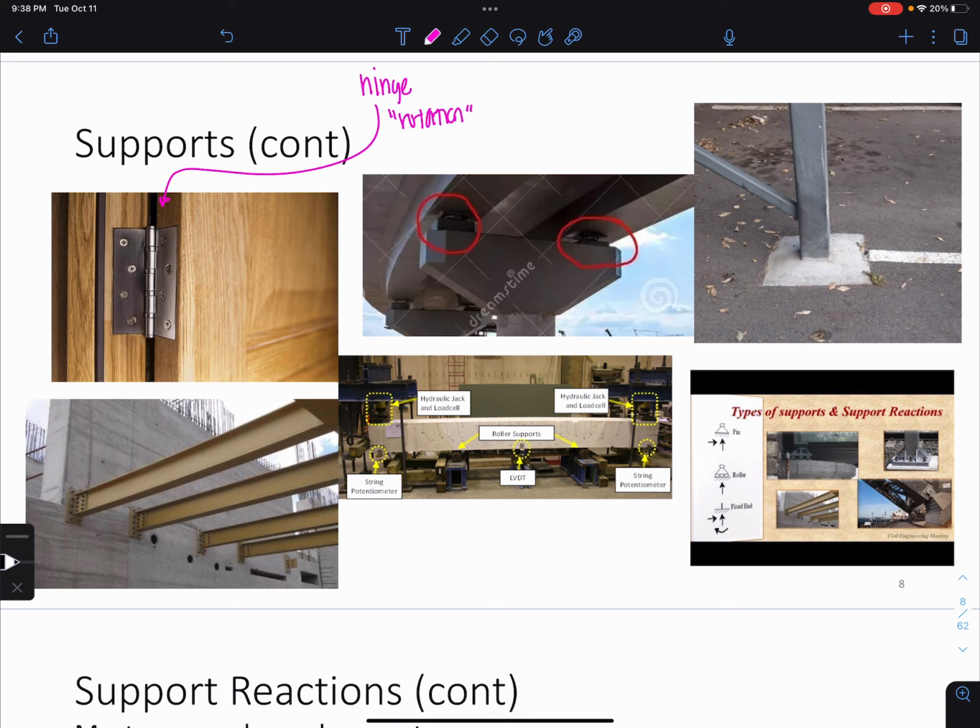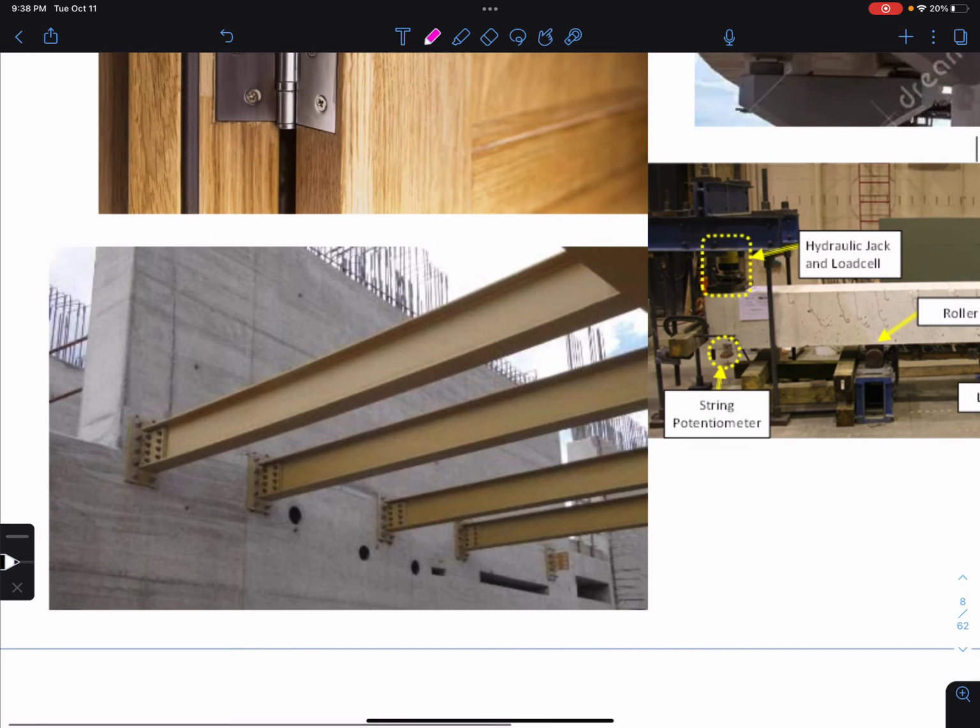However, you can't translate up and down on the y-axis or left to right on the x-axis. If you wanted to move a door up and down, you have to break it off of the hinge to do so. So the hinge does not allow translation. No translation, only rotation. That's an example of a support. Okay. I have a few other examples here for you. Let's take a look at this one.